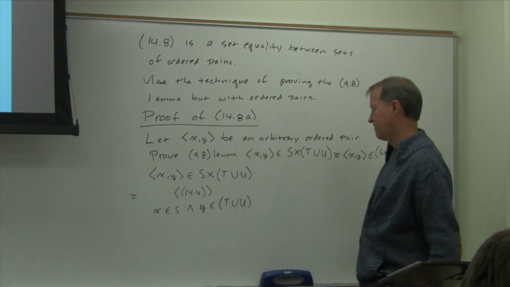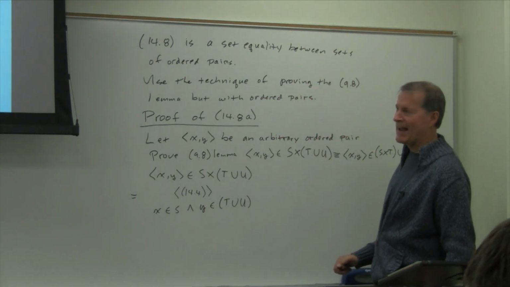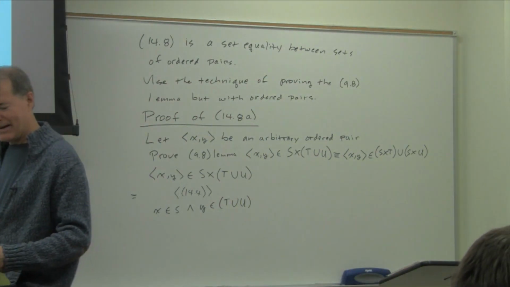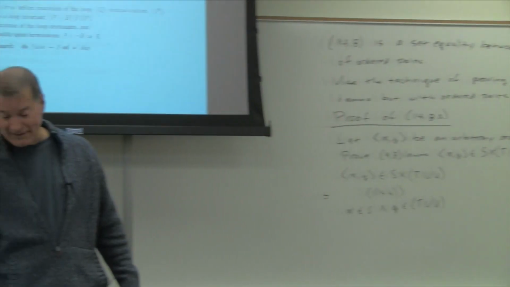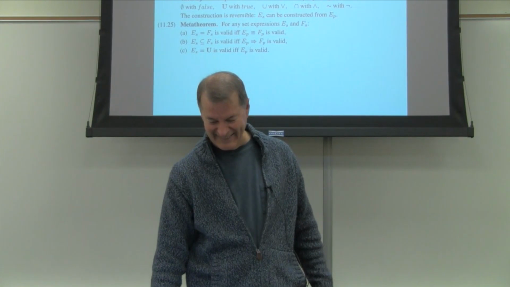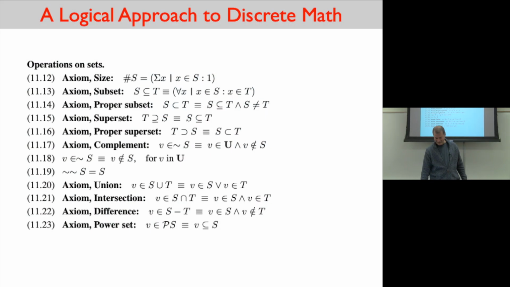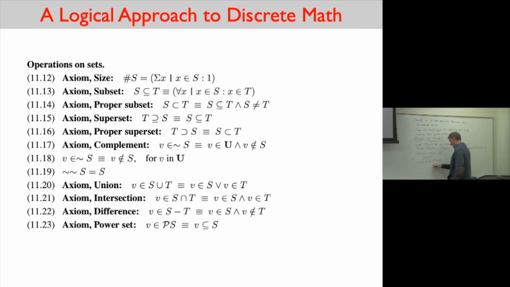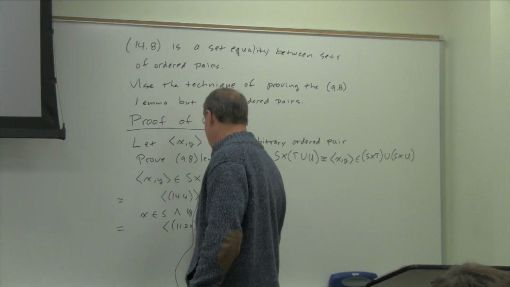I know a theorem we could use. Now we have to go way back. What is union? Chapter 9. I'm on 11.20, the axiom of union, and then distributivity of and over or. That's the only thing we can do. So this is 11.20, the definition of union.